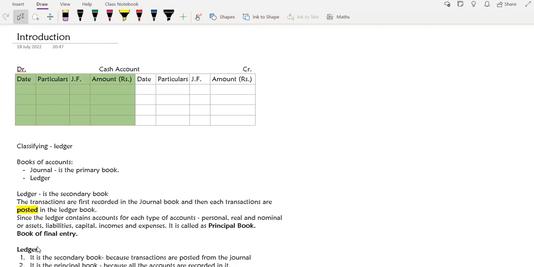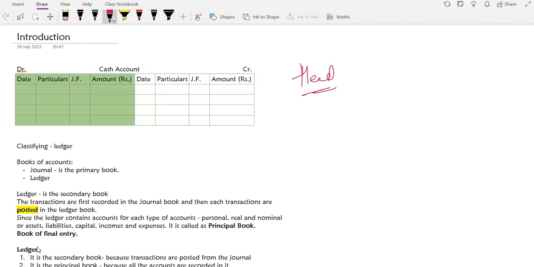So first let's understand what is a ledger. This table that you can see on the screen is the ledger. What is a ledger? Ledger is nothing but the head. We prepare multiple accounts in our accounting, and every account that we prepare is called a head. Whenever we record a transaction, like whenever I'm using cash, I'm going to record an entry related to the cash account. So the cash account will be debited or credited.